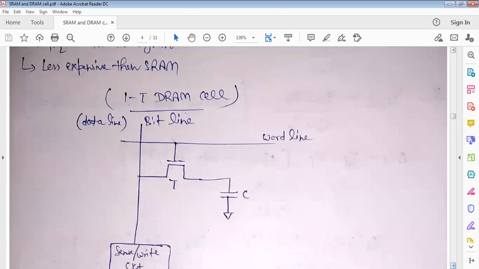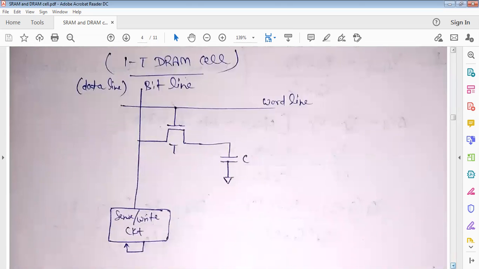So let us consider a one transistor DRAM cell. This is the simple one transistor, 1T, DRAM cell. Here we are using only one transistor, and one exclusive capacitor is used here. This is the word line, this is the bit line.